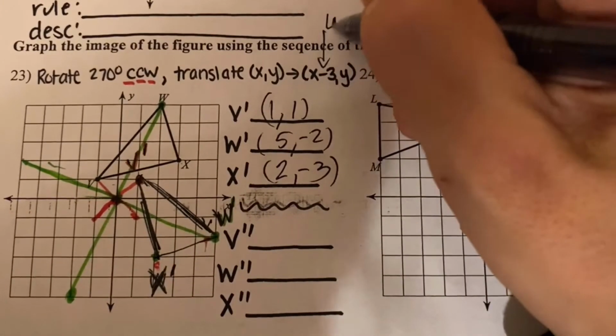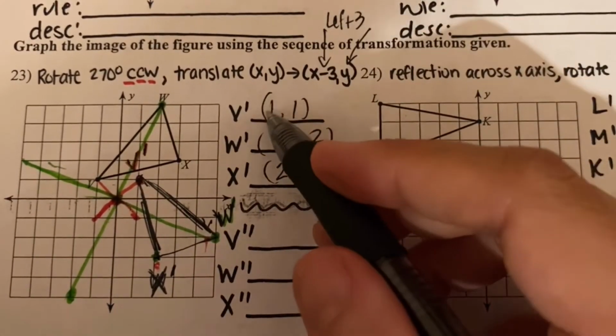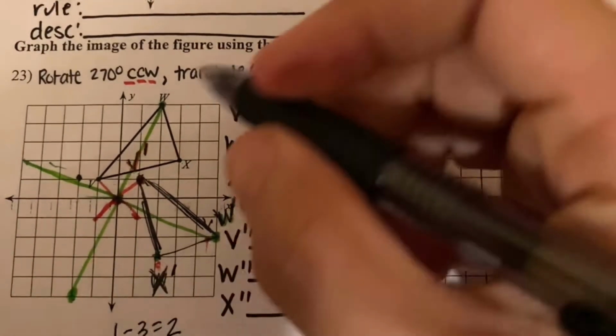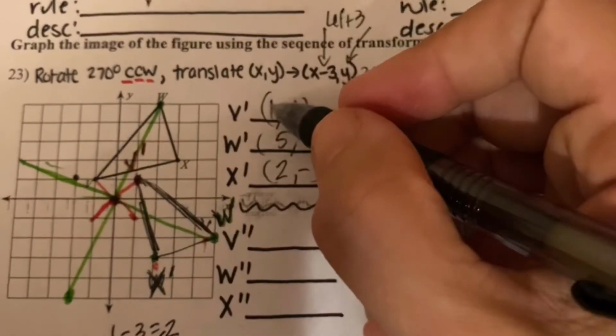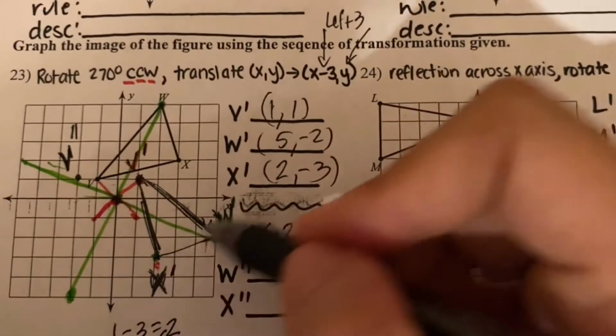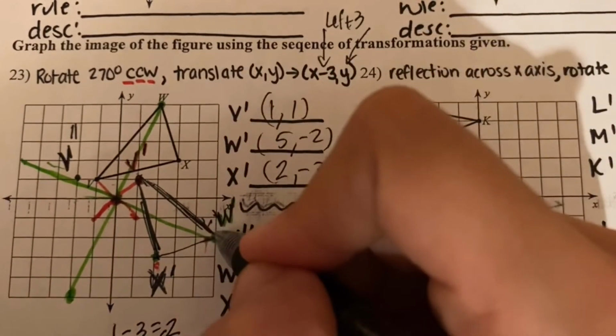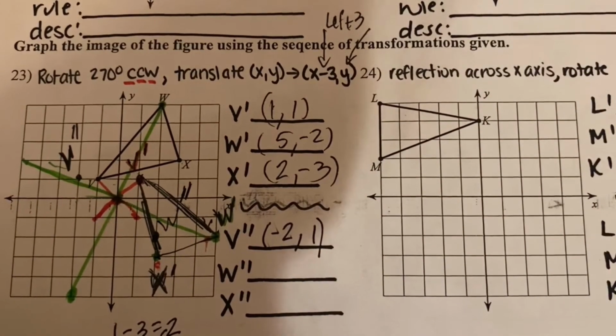This would be 3 left. And don't mess with the y. Not a problem. 3 left would be to subtract 3. So 1, 2, 3. 1 minus 3 is -2. So the x coordinate is -2, and remember, leave the y coordinate the same. So this would be V double prime. Now let's move W 3 to the left. 1, 2, 3. So that's W double prime, V double prime.